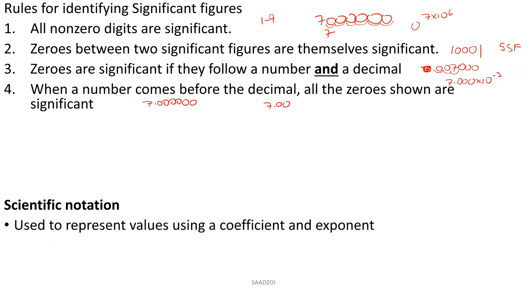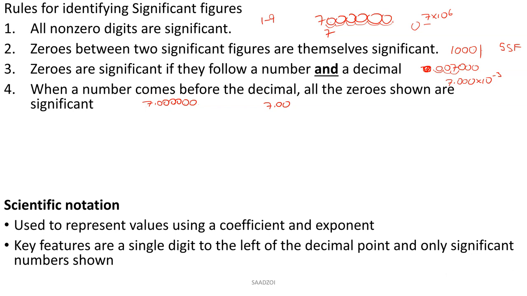So we talked about scientific notation briefly. So what is it? Used to represent values using a coefficient and exponent. So what's your coefficient? It's the number before your multiplication symbol. Your exponent is this number here, 10 raised to whatever power. Key features are you can only have one number to the left of the decimal point. So you cannot have a 0 to the left of the decimal point. Like let's say for this example, we wrote 0.70000 times 10 to the negative 2, because I only moved over twice, once, twice, instead of 3 times, which is what I'm supposed to do.